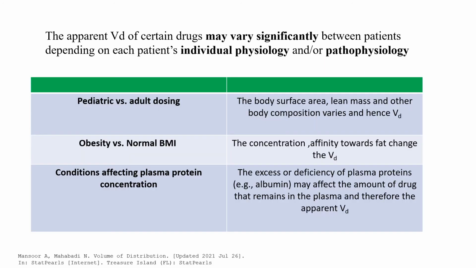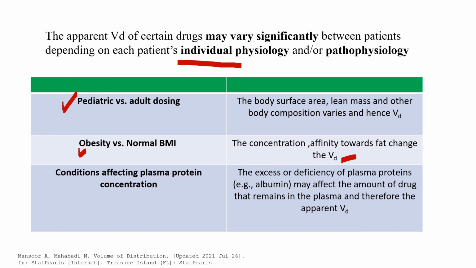The apparent volume of distribution of certain drugs may vary significantly between patients depending on each patient's individual physiology and pathophysiology. For example, in pediatric versus adult dosing, body surface area, lean mass, and other body composition vary, and hence the volume of distribution differs between pediatric and adult people. Next is obesity and normal BMI. The affinity towards fat changes the volume of distribution. Obese individuals have more fat, so ultimately the volume of distribution of certain drugs is greater in obese individuals as compared to normal BMI.